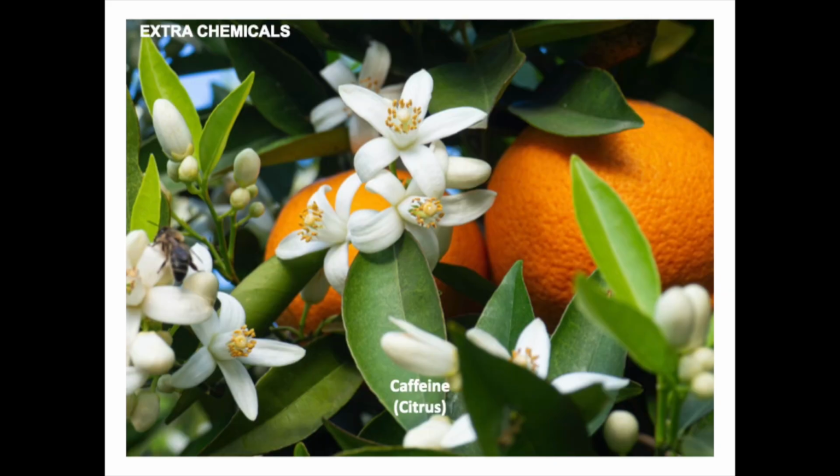And then some flowers produce extra chemicals like caffeine. Citrus is known to have caffeine in its nectar. When bees visit it, it stimulates the reward center in their brain. So they learn to associate that smell with that sort of excitement, and it makes them think, oh, that was really good, I want to go to another flower and have some more, basically. So it's known that some citrus at least has caffeine in the nectar. We don't know if other plants do or not.